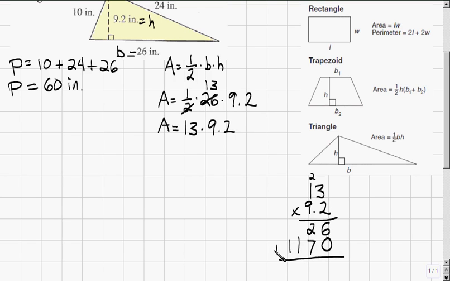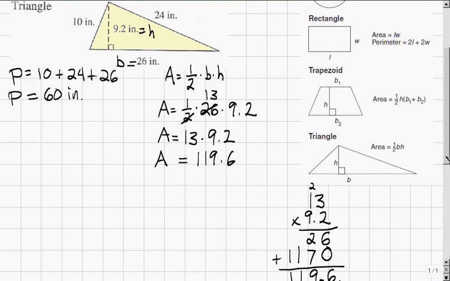So adding these columns up, 6 plus 0 is 6, 2 plus 7 is 9, and a pair of 1s becomes 1196. Since we have one decimal place moved between the 9 and 2, starting at the right end here, we'll move one decimal point here. That means that 13 times 9.2 becomes 119.6. That's the area of our triangle.